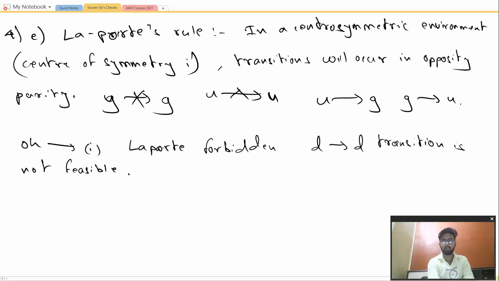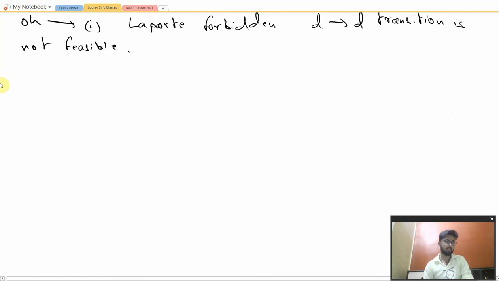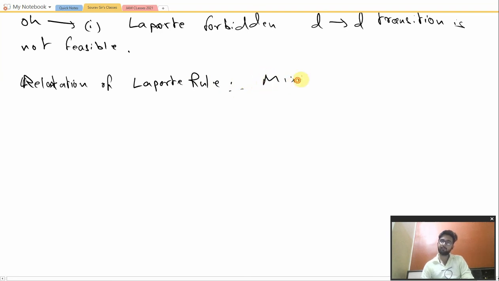I'll just explain why the Laporte rule is sometimes relaxed. So, relaxation of Laporte rule. This says that when some transition metal ions form complexes, surrounded by ligands, some mixing of d and p orbitals may occur.